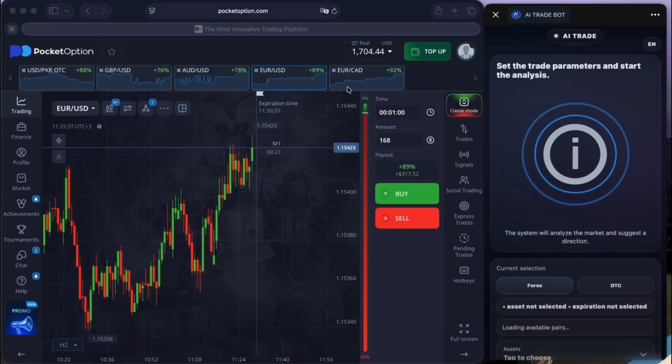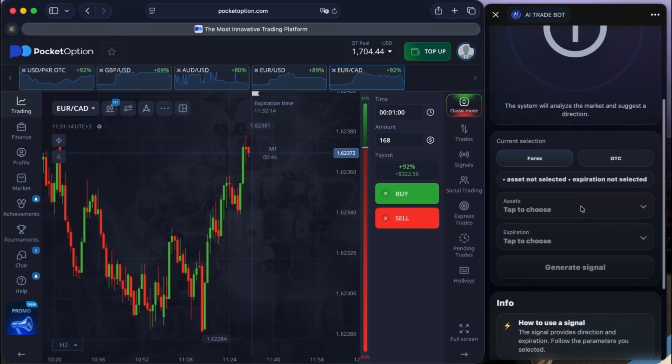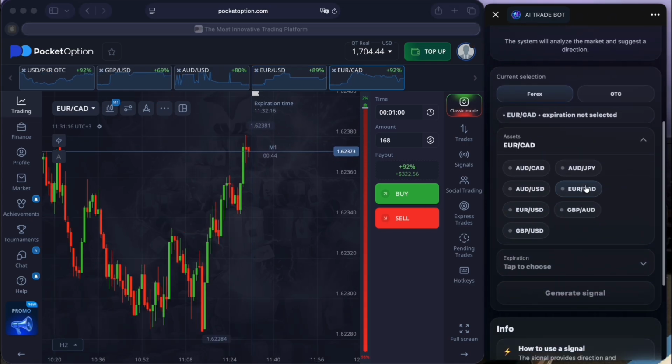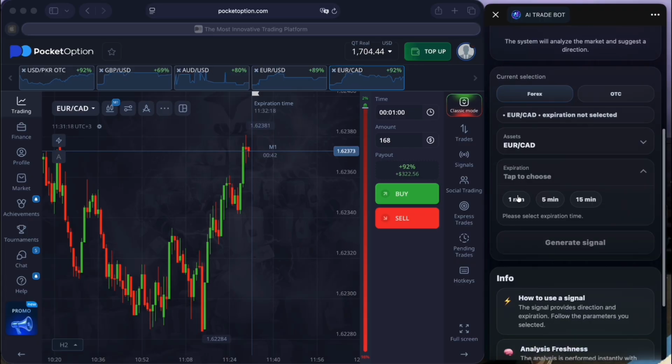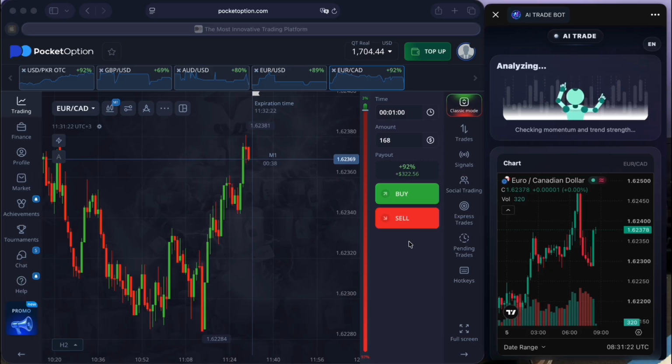to our deposit. I reboot this bot and move to the Euro-Canadian dollar. Previously, we also opened our entry point here, Euro-Canadian dollar on our screens. Let's request the signal again here. Expiration time is 1 minute. I click on the signal generation and wait for the technical analysis of this bot.